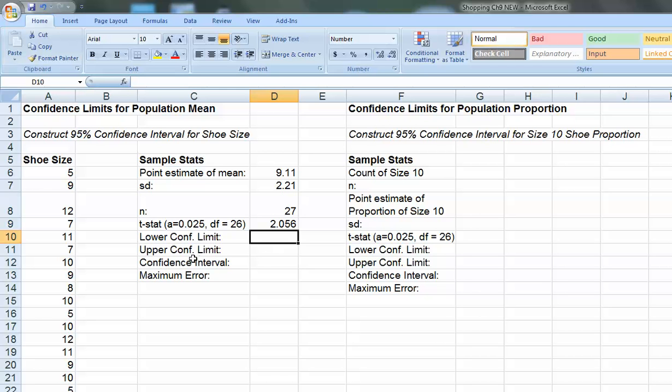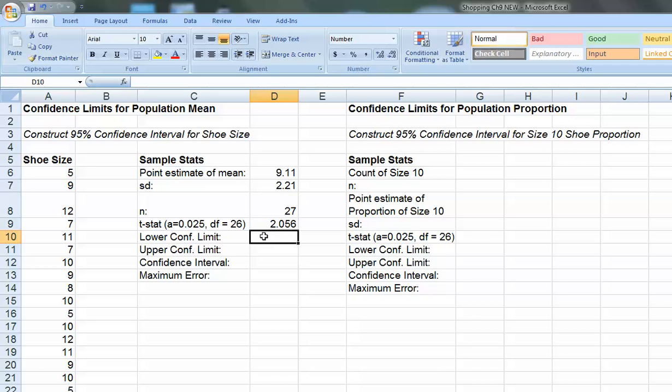Okay, and now I'm ready to calculate my lower confidence limit and my upper confidence limit. How do we do that? Well, it's pretty simple. Let's see, I'm jumping back. Should have stuck my pencil on that page. Chapter 9. Oh, that's chapter 10. Here we go, I'm close. There we go.